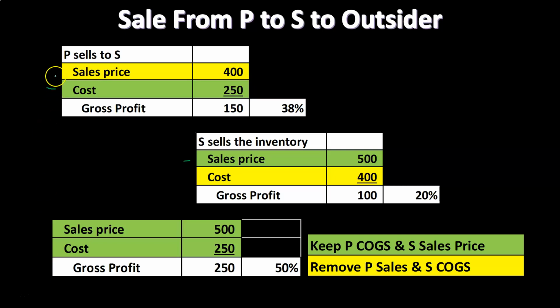We're going to be removing the yellow, which is P's sales and S's cost of goods sold, because P's sales simply went from selling to an intercompany transaction. And S's cost of goods sold represents the amount they purchased it from P. So what we need is to know what P purchased it for, because that's the original amount. So from a sales minus cost of goods sold standpoint, this is what it looks like.